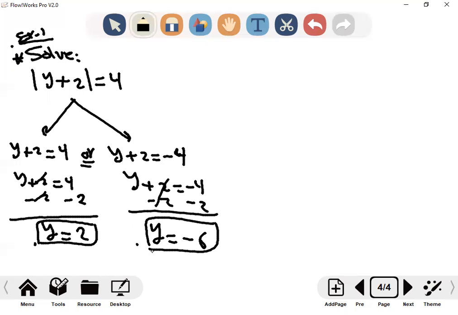Let's check our answer. Replace y with 2. 2 plus 2 is 4. The absolute value of 4 is 4. Check negative 6 plus 2, which is negative 4. The absolute value of negative 4 is also 4. Got it? Let's do the check.